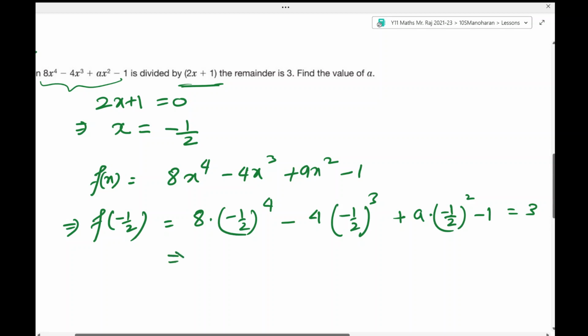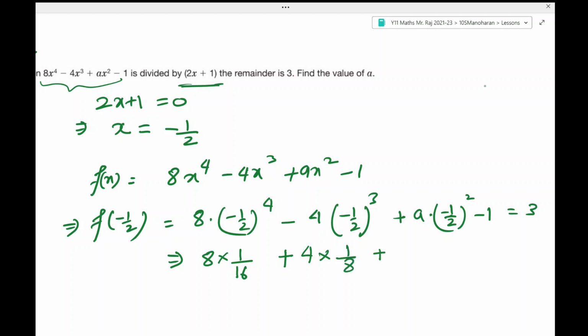So it implies that we'll have here 8, and since it is a negative number to a power, the power is even, so we'll have a positive number. Half to the power 4 would be 1 over 16. Here I will have negative 4. This is negative, and I am having negative 1 over 2 to the power 3, which is odd. Whenever you have an odd power and a negative number, the result would be negative. So negative times negative will make it positive, and here I will have 1 over 8. Then I will have plus a over 4 minus 1 equals 3.